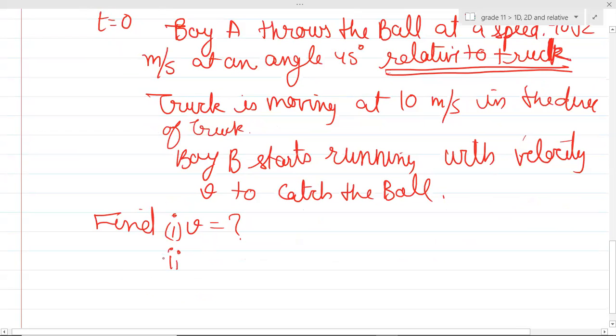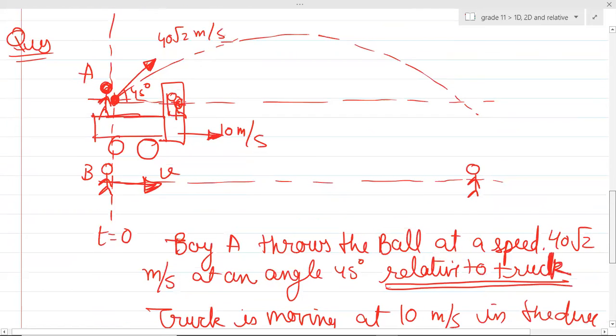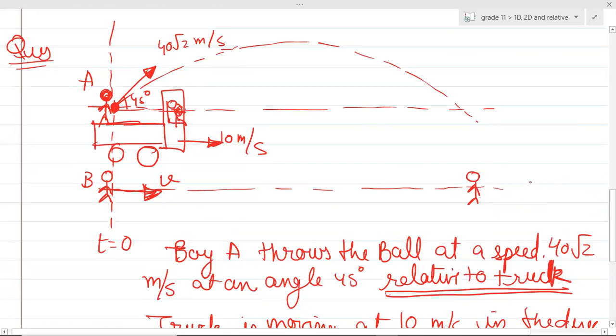So we can use our formula. The y is equal to. Yes, you can use that, but this is relative motion mixed with projectile. This thing is relative motion mixed with projectile. So let me do it.